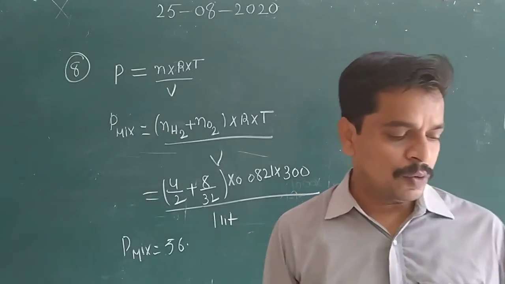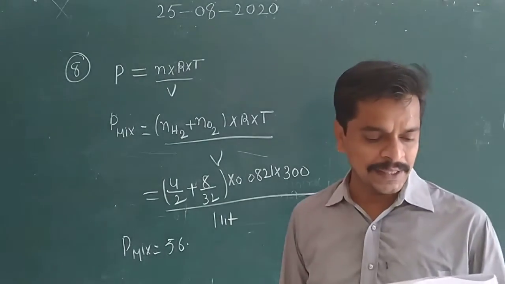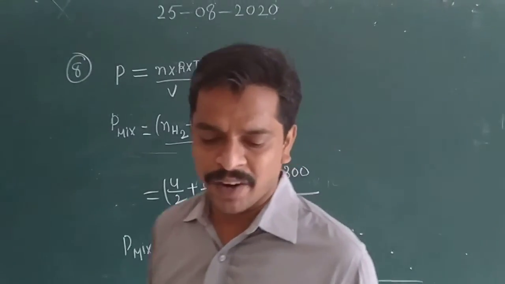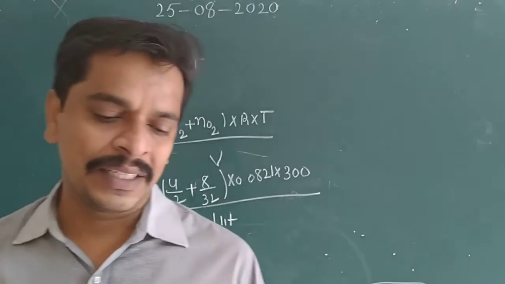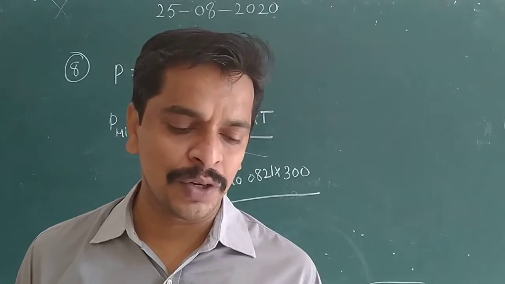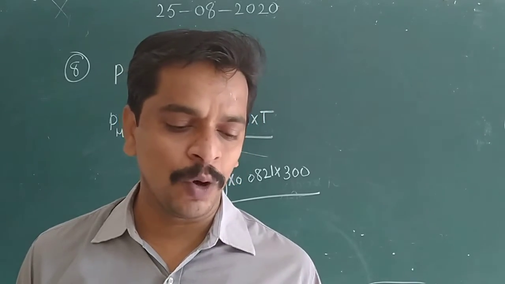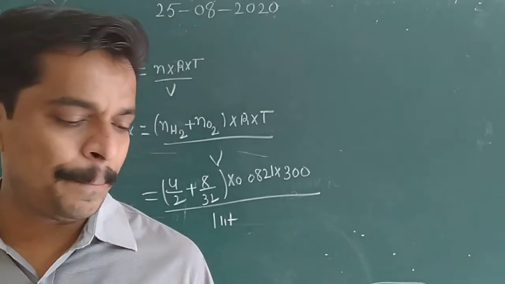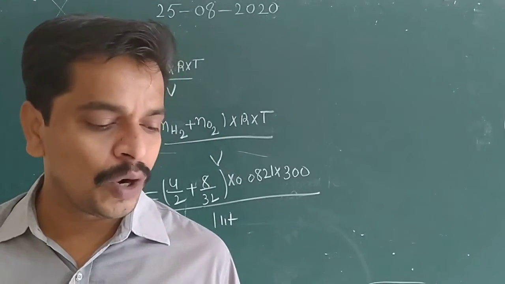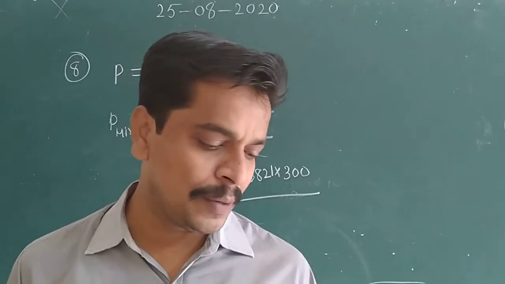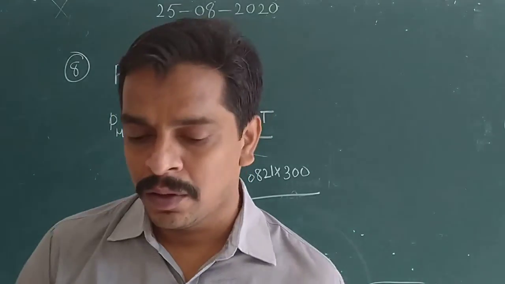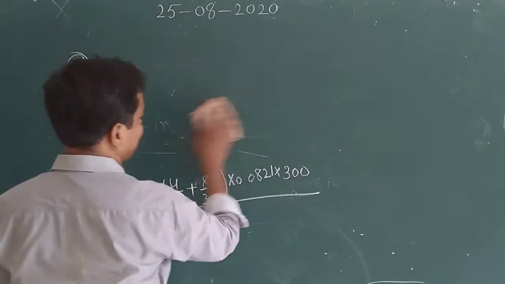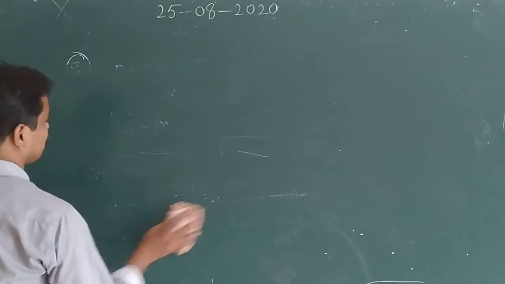Next, question number 9, students. 2.9 grams of a gas at 95 degrees occupies the same volume as 0.184 grams of dihydrogen gas at 17 degrees, at the same pressure. What will be the molar mass of the gas? Listen, students, here he is asking the molar mass of the gas by giving certain data.